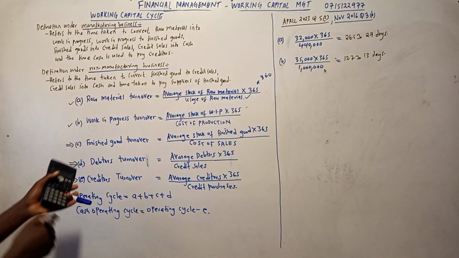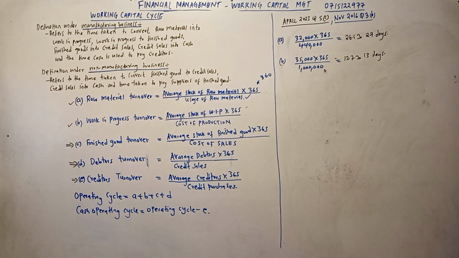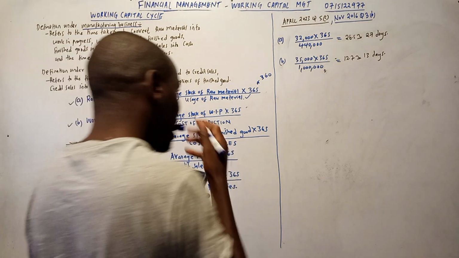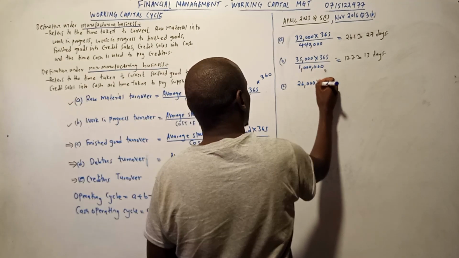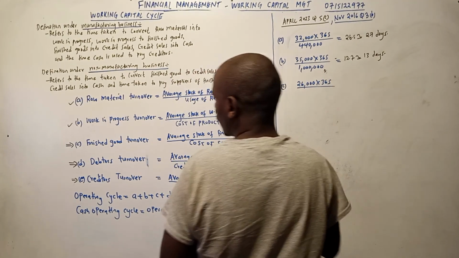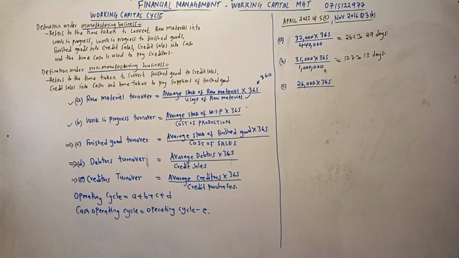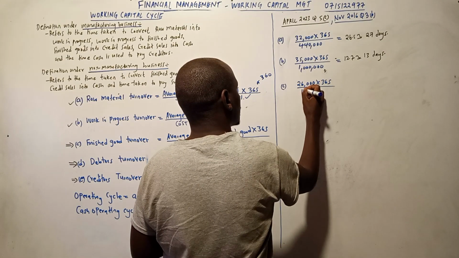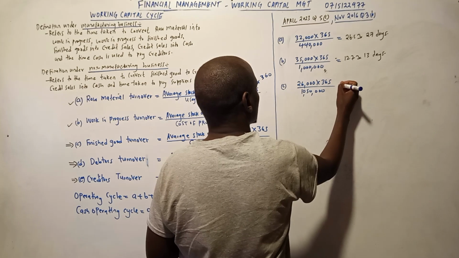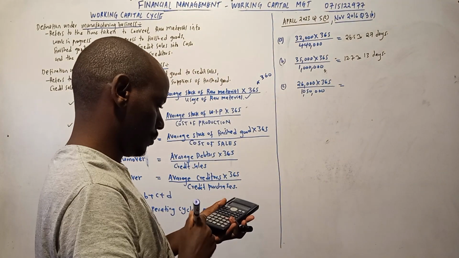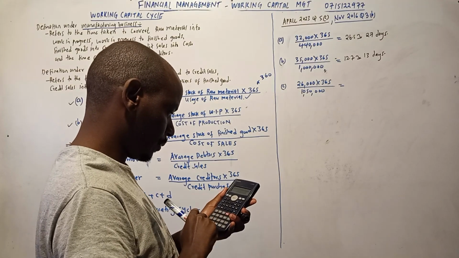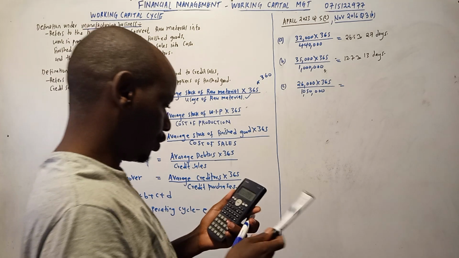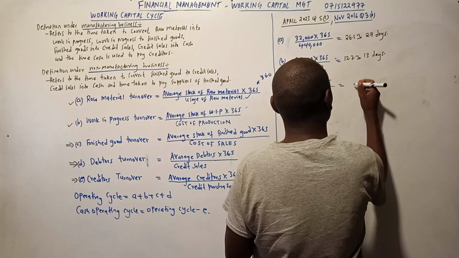Number C, finished goods. Do you have finished goods? Yes, the average is 26,000. 26,000 times 365 over. Now for finished goods, we use cost of sales, which I see is 1,050,000. So 26,000 times 365 divided by 1,050,000 is 9.0. This one is 9 days.